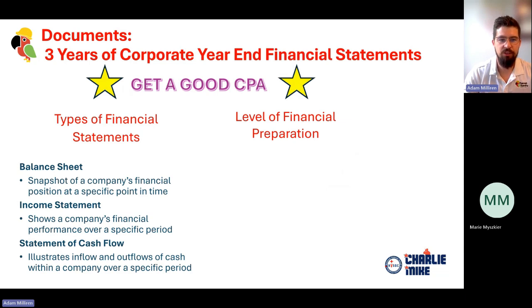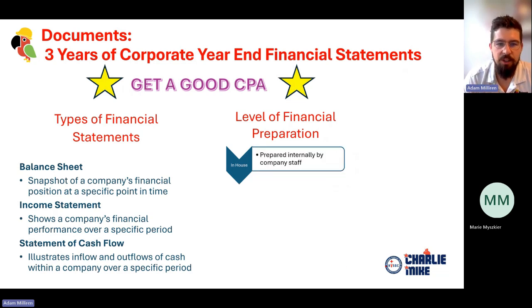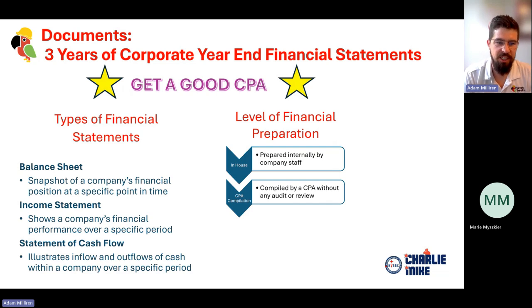So there's a few levels of financial preparation that can happen. Perhaps you do not have a CPA or bookkeeper, and you prepare your financial statements in-house. They're prepared internally by company staff. This doesn't offer a lot of assurance to the surety, but if they're clean, the balance sheet and income statements match, they can be just as good as a CPA compilation, which is compiled by a CPA who doesn't really look into it too much, audit it or review it. Hopefully that CPA is also doing some bookkeeping type of stuff to increase that level of assurance for the surety and the credibility of the financial statements that comes along with increasing levels.